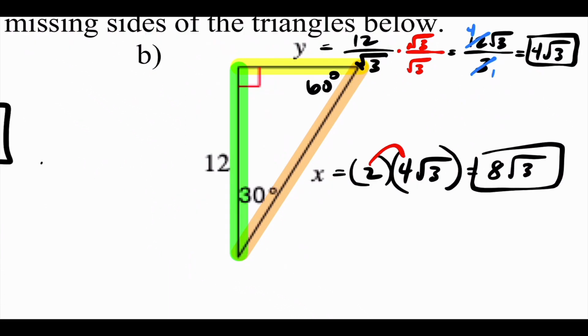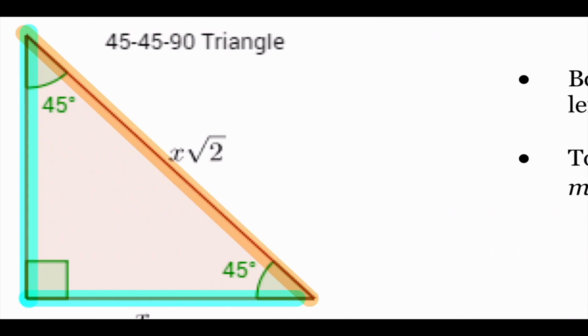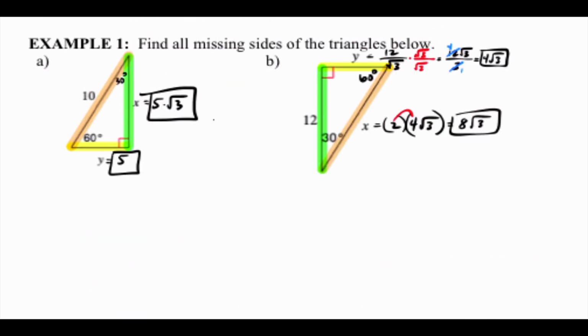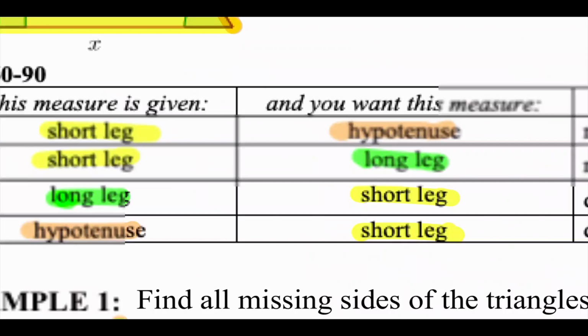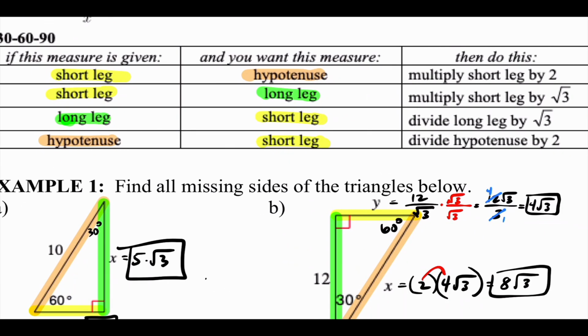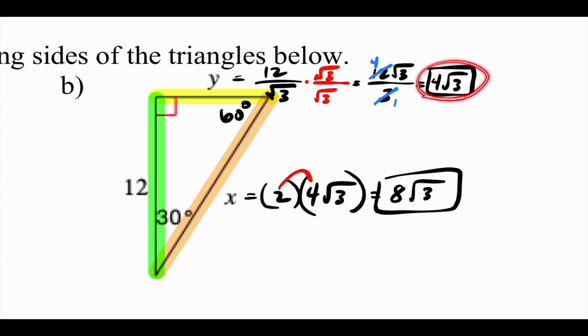All right, so let's go to the back and let's look at a 45, 45, 90. For which one? For this one? Yeah, it would. So I wanted to find the hypotenuse, right? If I want to find the hypotenuse, it says multiply the short leg by 2. So the short leg was this one here, right? So that's why I multiplied this times this. Yeah, that's all I needed to do for that one.